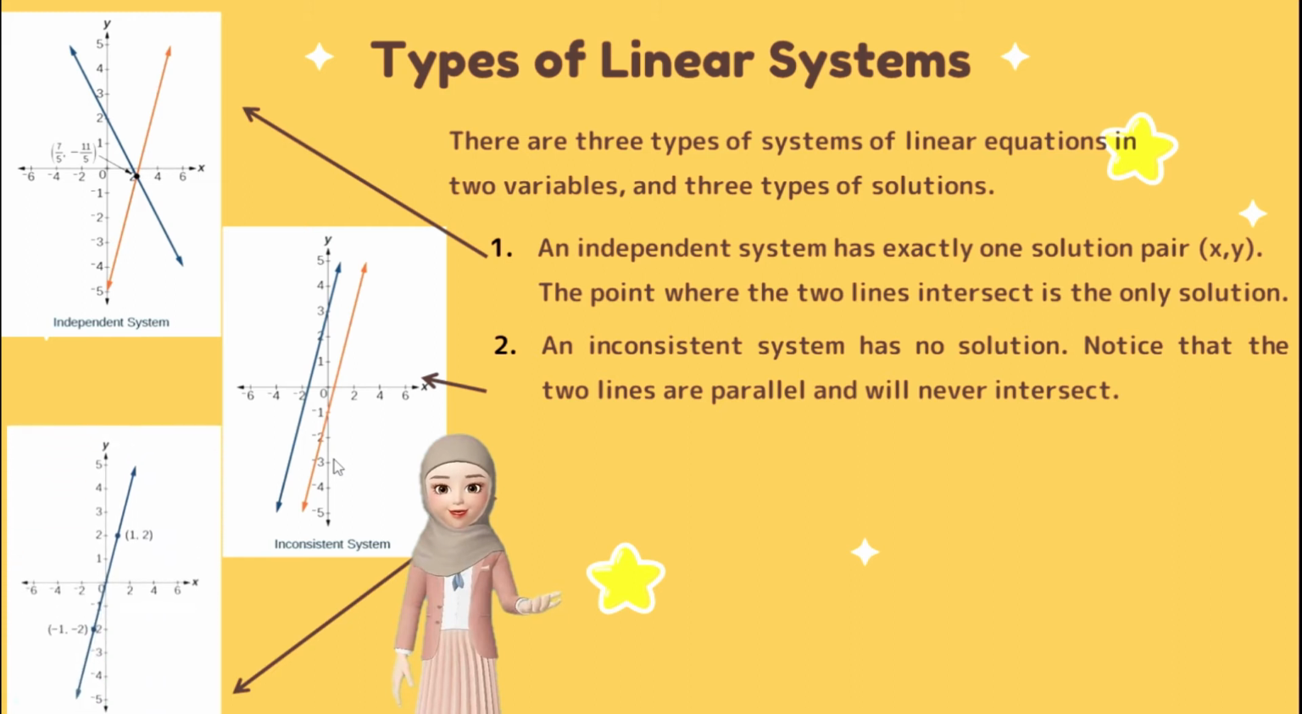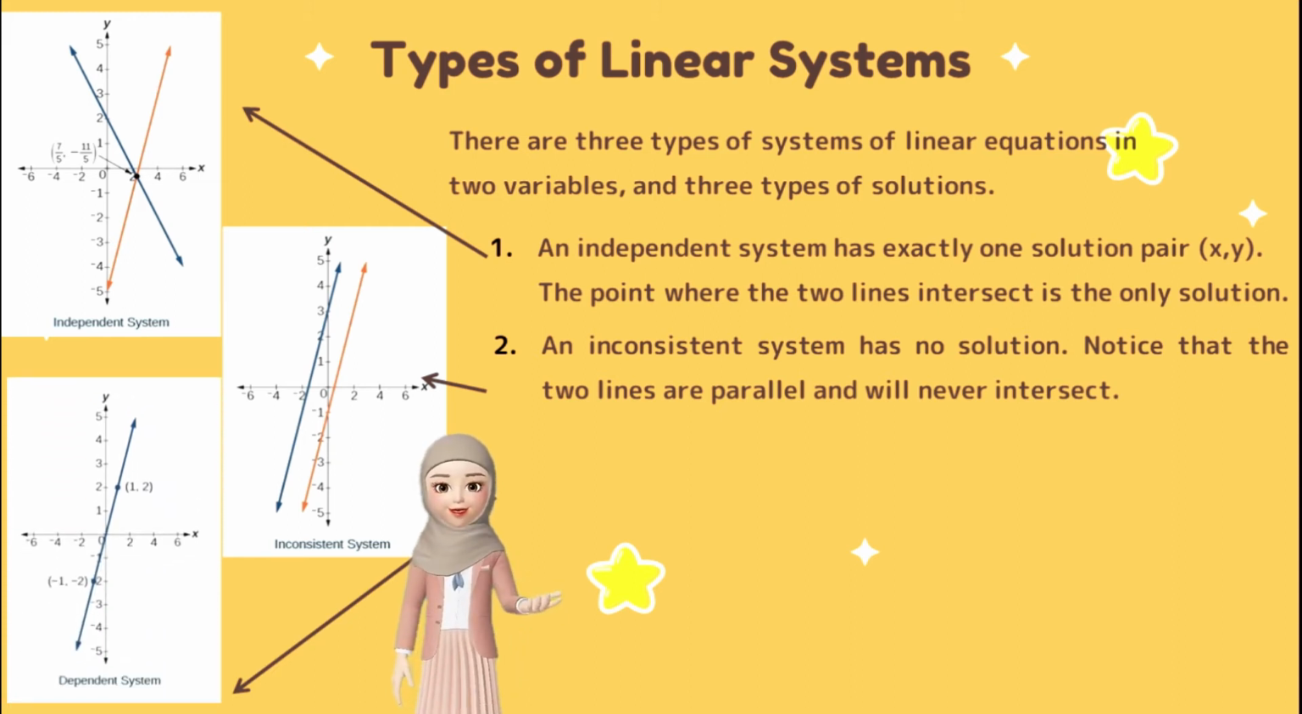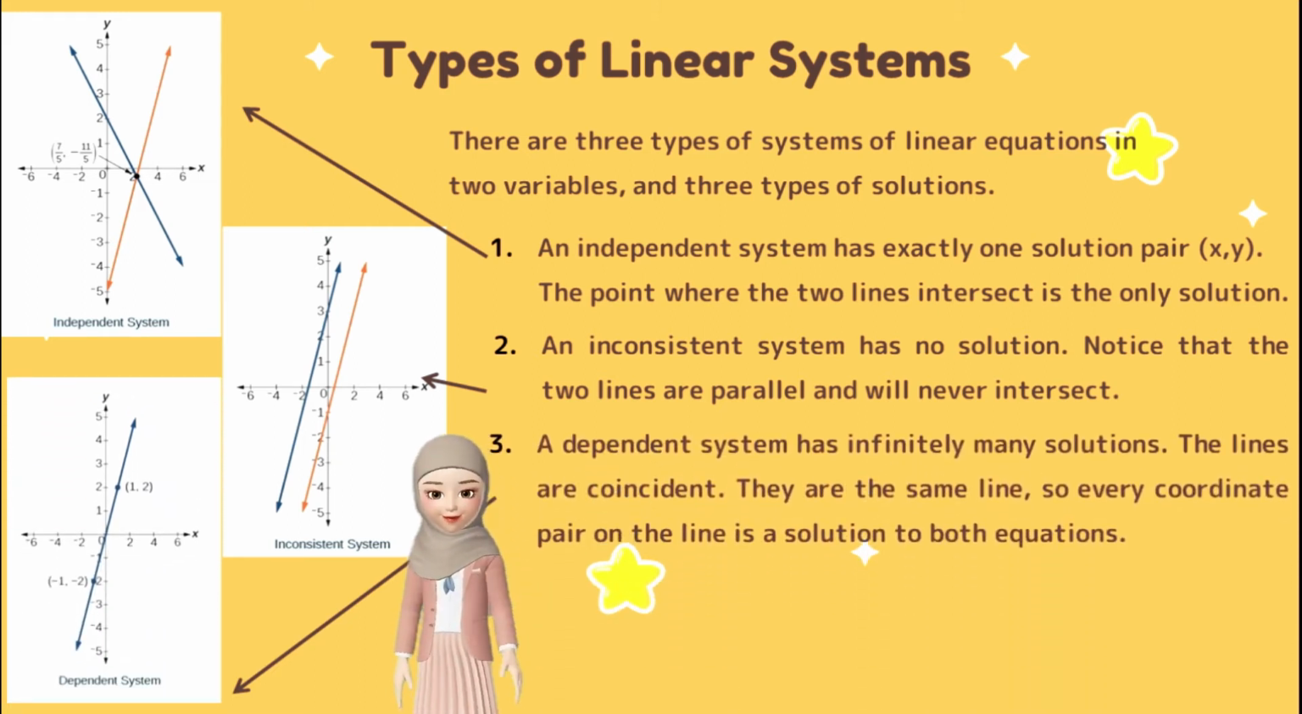Okay, next, the dependent system. A dependent system has infinitely many solutions. The lines are coincident, they are the same line, so every coordinate pair on the line is a solution to both equations.